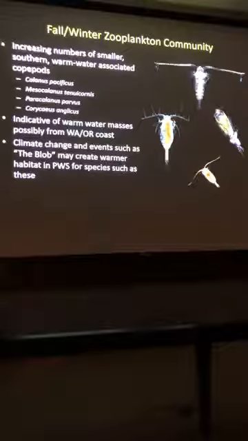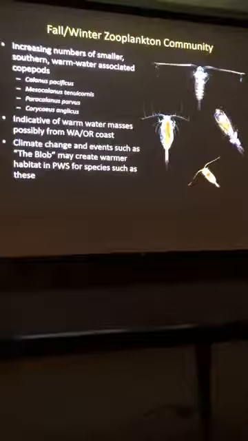So we can tell just by the community structure what organisms are indicative of the oceanographic processes going on. So these guys are indicative of warm water masses traveling up to Prince William Sound, possibly from the Washington or Oregon coast. Okay? So climate change and events like the blob, maybe they might create warmer habitat in Prince William Sound for species like these. So it's clear that even though they're used to warmer waters, they can still live up here.